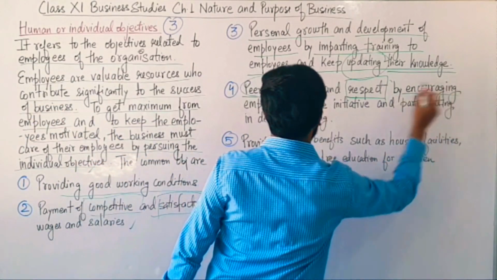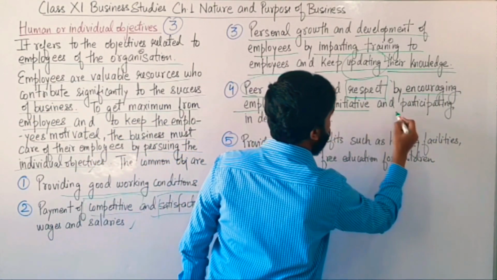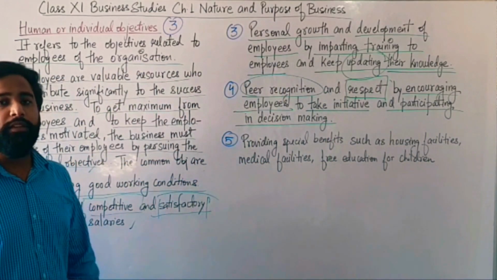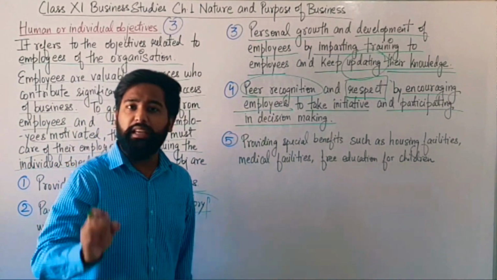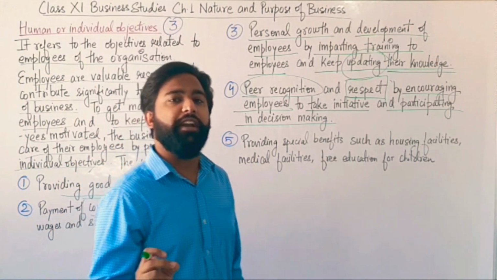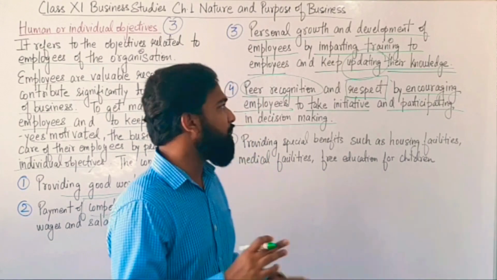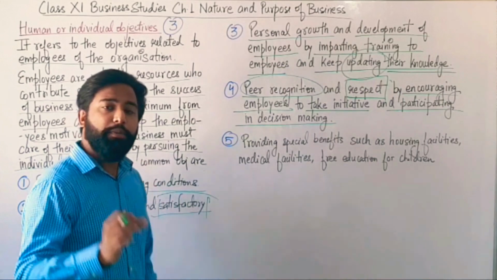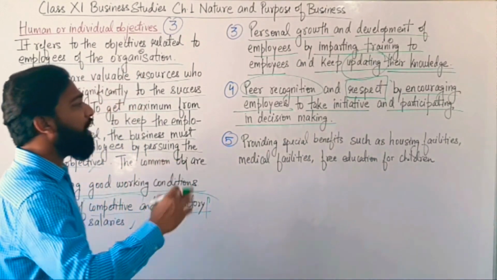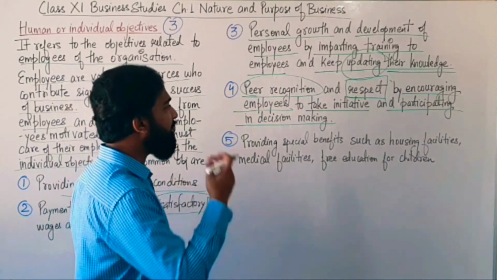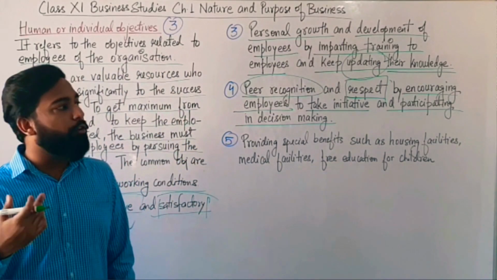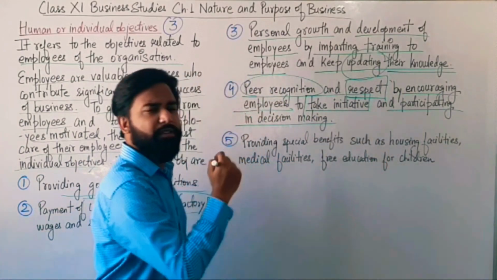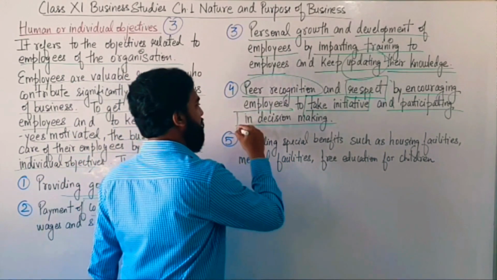How? By encouraging employees to take initiative and participating in decision making. They should recognize their colleagues. They should not be treated as the junior one. They should be treated as colleagues. And there should be a mutual respect between the employees by encouraging their employees, by motivating them. Motivating for what? They should be motivated to take initiative, to take steps and to participate in the decision making.